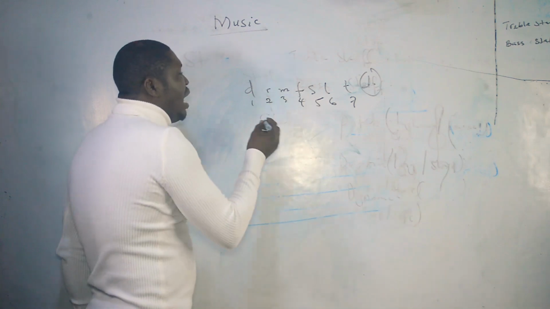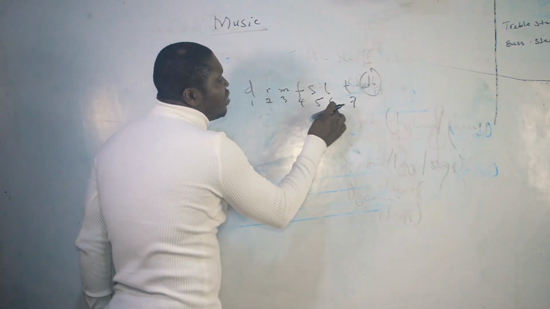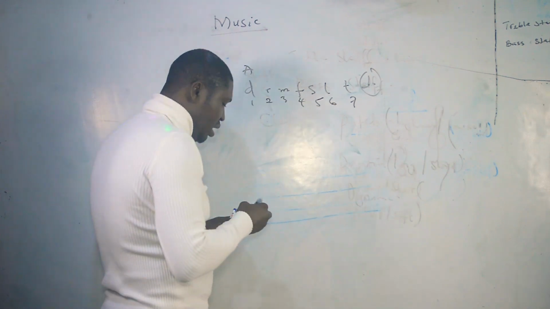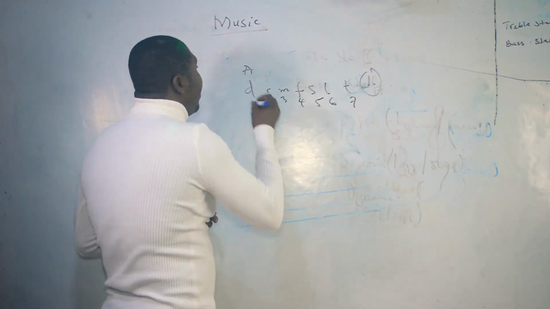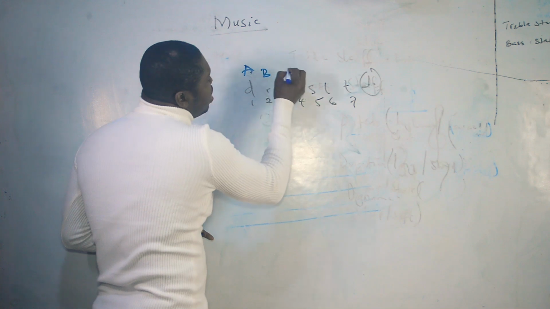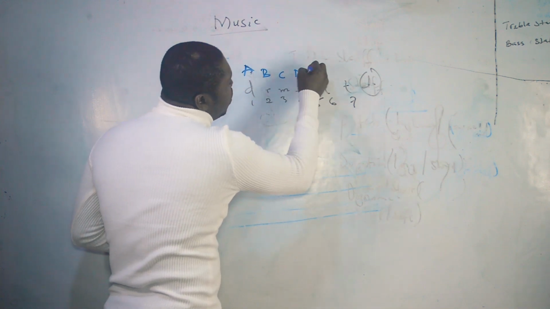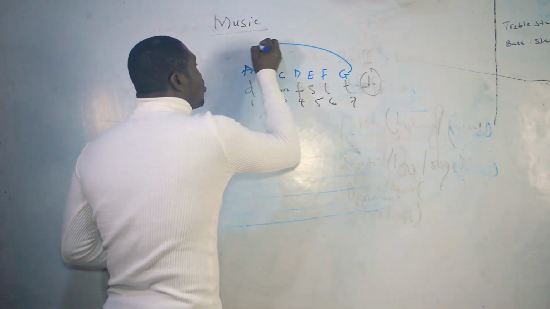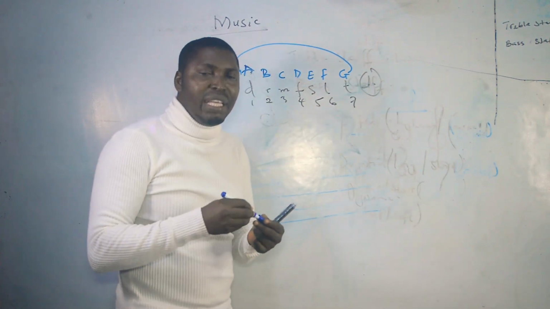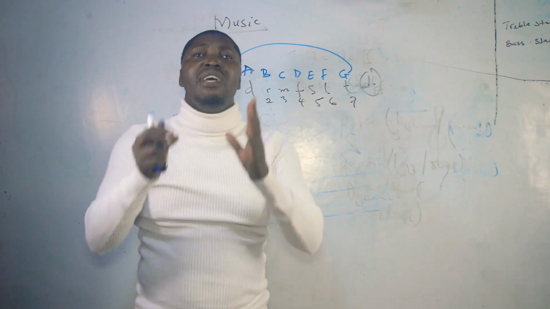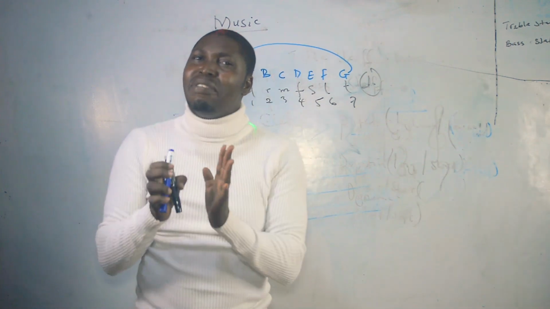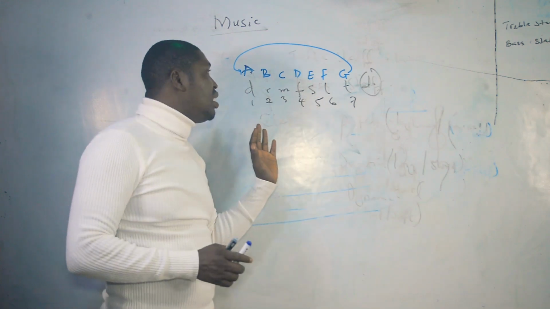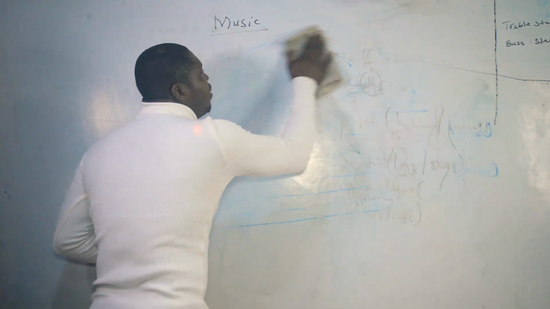Then you can also count it in numbers 1, 2, 3, 4, 5, 6, 7. Then in alphabet we have A, B, C, D, E, F, and G. When you get to G, you have to come back to A. So in music we have 7 alphabets, and we'll be working with these 7 alphabets. Please don't get confused, because I will be analyzing it easily.